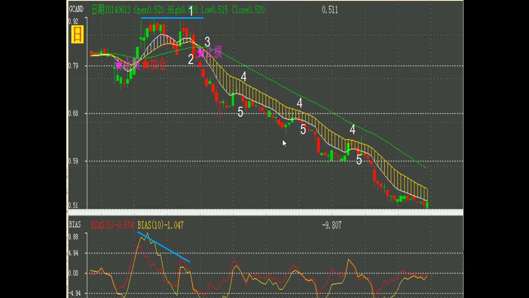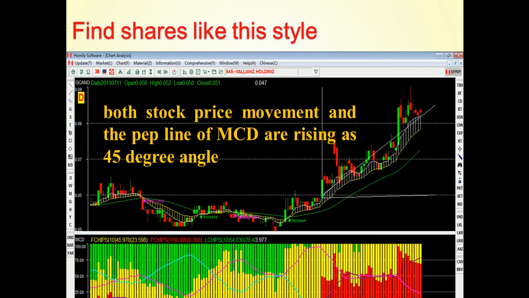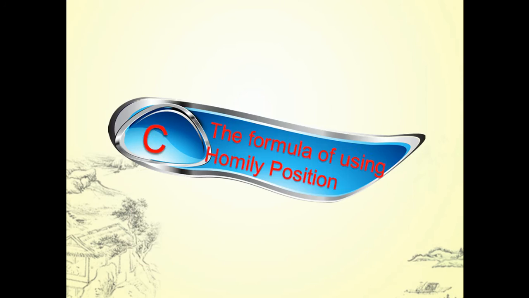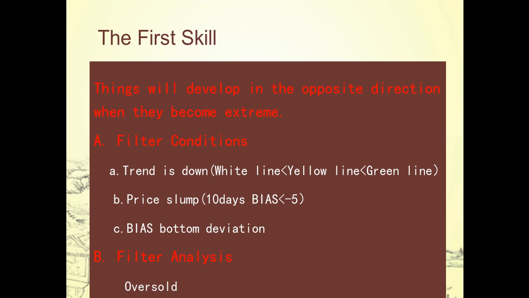This is the bottom deviation, but the point never appears. So if you want to buy, 3 conditions should be met. Okay, should be met. What are the three conditions? The 3 conditions. I give you again. This is the 3 conditions.